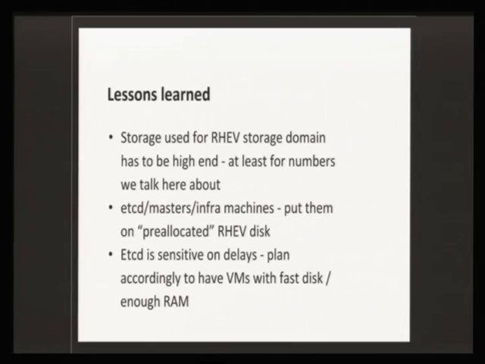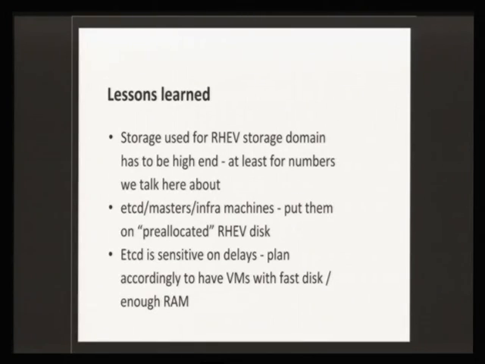How many paths, and did you use iSCSI bonding against the storage? Just iSCSI with jumbo frames. But I had 4 paths. I mean, it was multipathing over iSCSI. The question was how many paths we were using from the hypervisors to the storage backend. For etcd, masters and infra machines, I think they should be on the pre-allocated storage disk when running in RHEV.